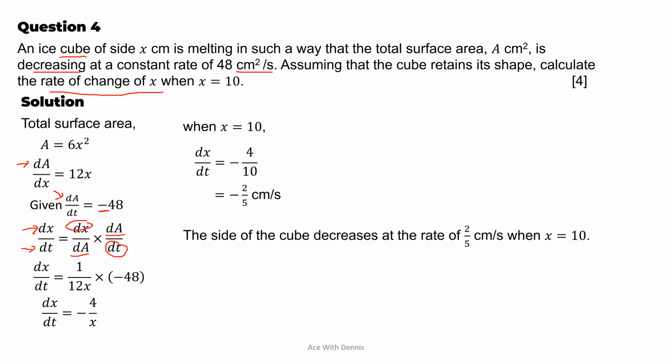Alright, so now we can make a conclusion that the side of the cube decreases at the rate of 2 over 5 cm per second when x equals 10. Alright, notice that it decreases. What is the reason? Because we get a negative value here, right? And for this value, you don't have to include the negative sign anymore since we have mentioned this is a decreasing value.